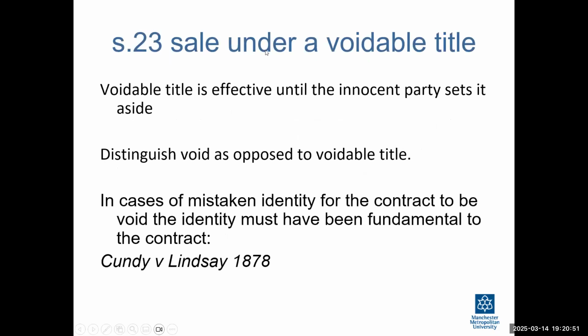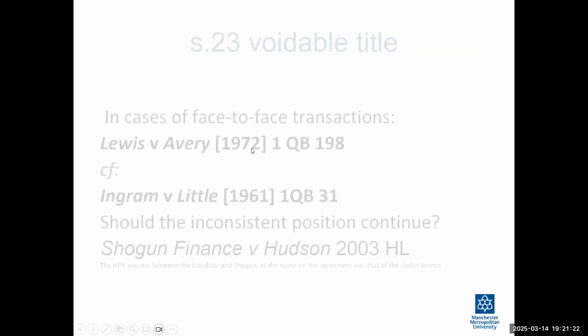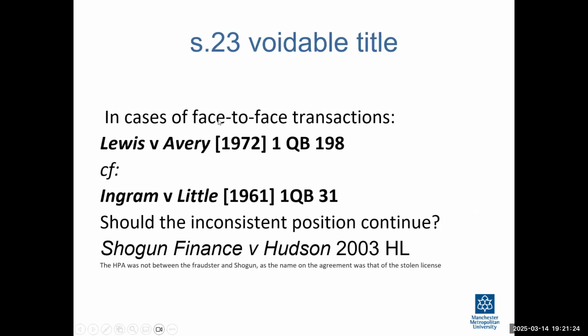So, Section 23, still moving on, talking about sale under avoidable title. The contract, the passing of title between the person that has avoidable title and a third party is valid until the innocent party sets it aside. So, like I said, this is very different from the case of mistake, if it's void for mistake, per Ingram and Little.